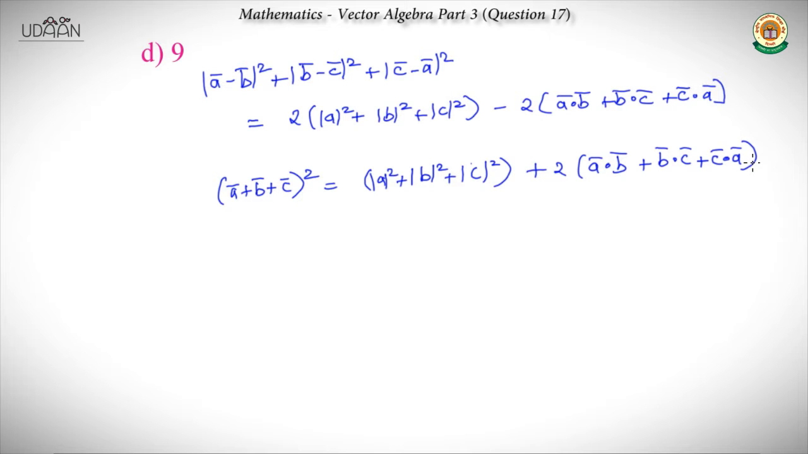Now as it is given that there are 3 unit vectors, mod a square plus mod b square plus mod c square will simply turn out to be 3.